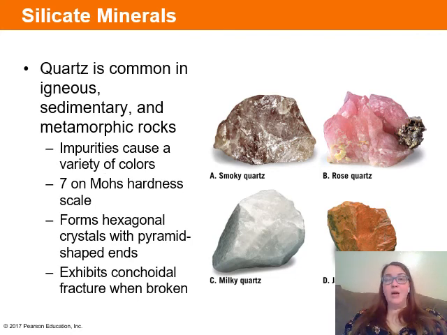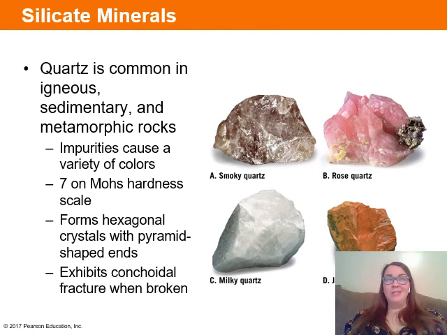The second most common silicate is called quartz. Again, also found in our granite, and is also found in all three types of rocks. The important thing to know about quartz is that it's even harder than feldspar. Now we're at a 7 on that hardness scale, so this one is even harder to break than the feldspar is. But one of the most important things about quartz is that it generally has a lot of impurities.